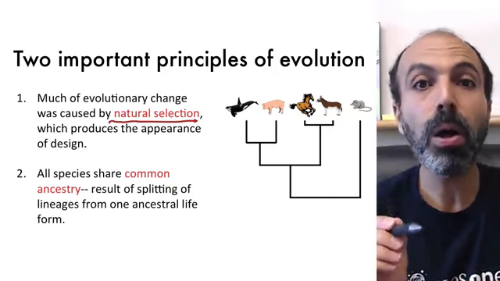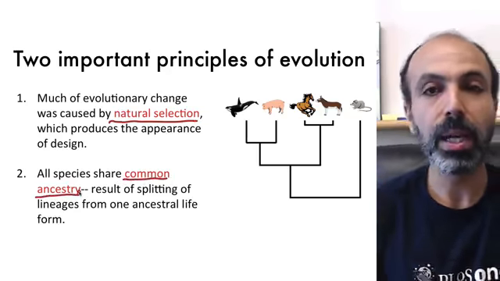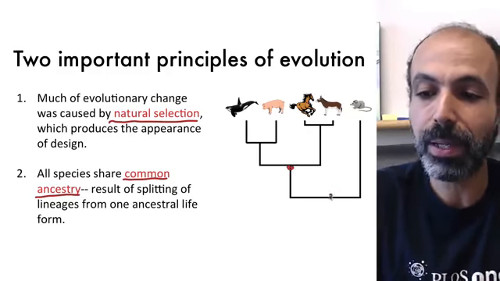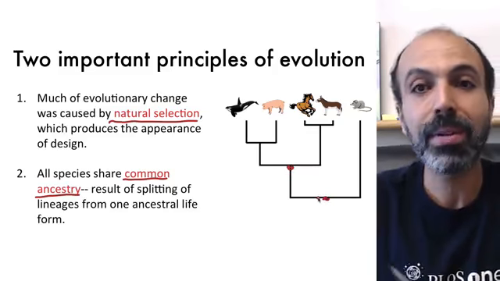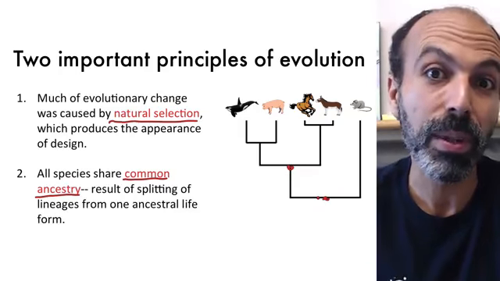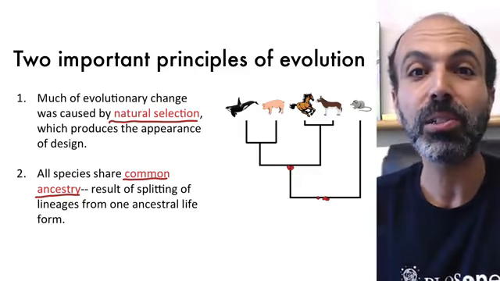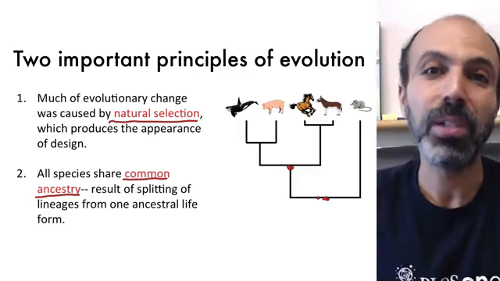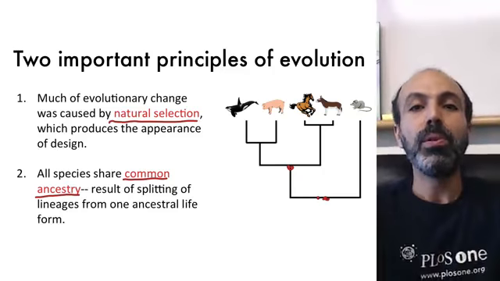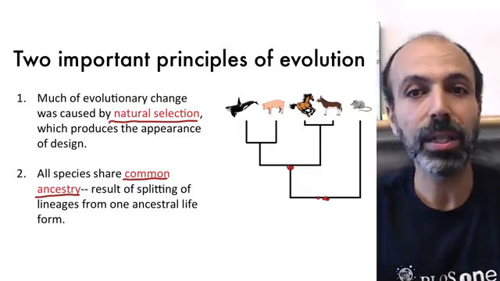The other thing is that all species, not just a subset, all species share common ancestry. Not only do horses and donkeys have a common ancestor, but horses, donkeys, and pigs have a common ancestor. Horses, donkeys, pigs, and mice have a common ancestor. We share a common ancestor with them. Flies share a common ancestor with us. Coral shares a common ancestor with us. Sunflowers share a common ancestor with us. And even the amoeba shares a common ancestor with us. There is a presumed single origin of life that then produces all the diversity that we see on the planet today. We'll talk about that a little bit more extensively in a later video.